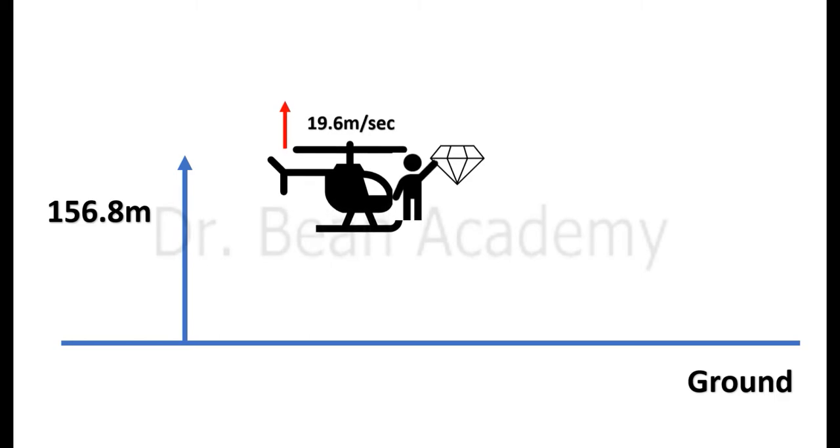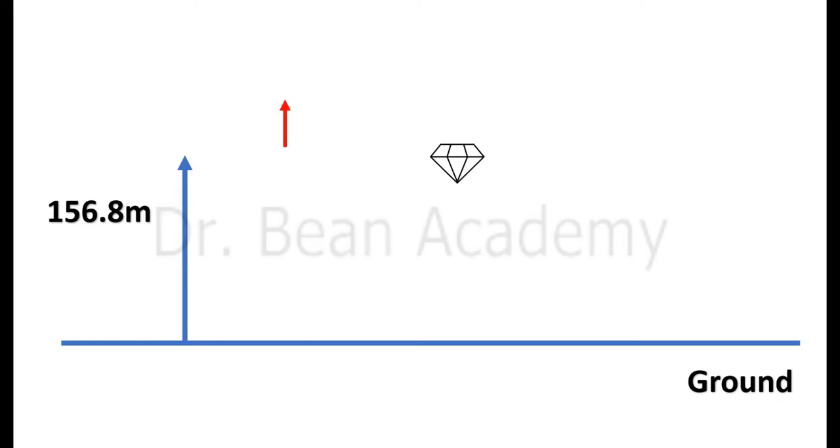Here the helicopter is going up and has reached the height of 156.8 meters, and now the person will just leave it. My question is, what will happen to the stone at this moment when the person leaves it, because now the stone is free to move, right? So what will happen to the stone? Think about it and let me know.